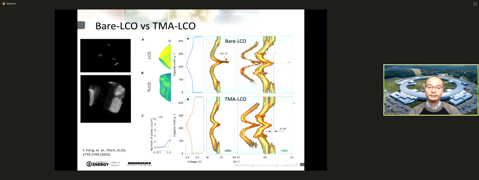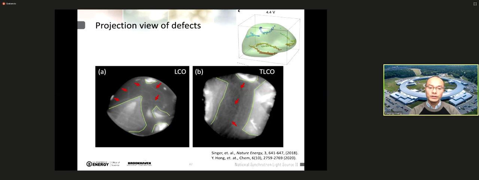And now if we take a close look at the projection view of the diffraction contrast images we get, we can roughly see two types of defects. One is the big chunk of domains in both cases. And another type is this worm-shaped curve inside the crystal. And there's another work using the Bragg ptychography technique. They resolved the 3D distribution of the edge defects inside a similar crystal. Here we can see the edge defects form these curved loops inside the crystal, which is consistent with what we see here.